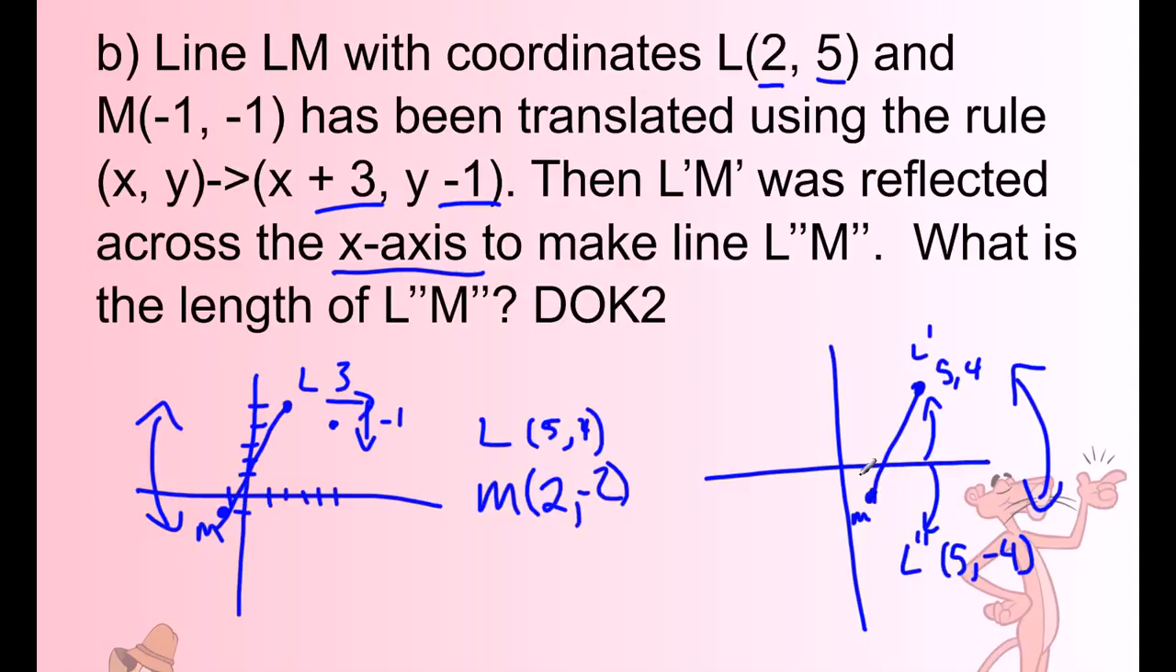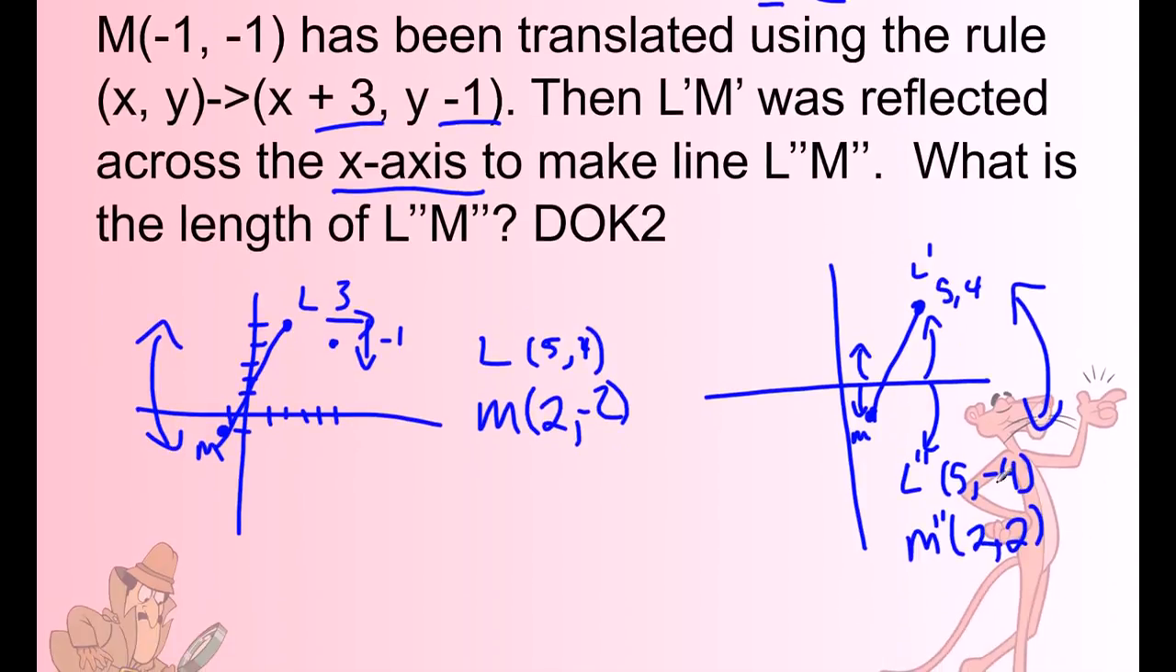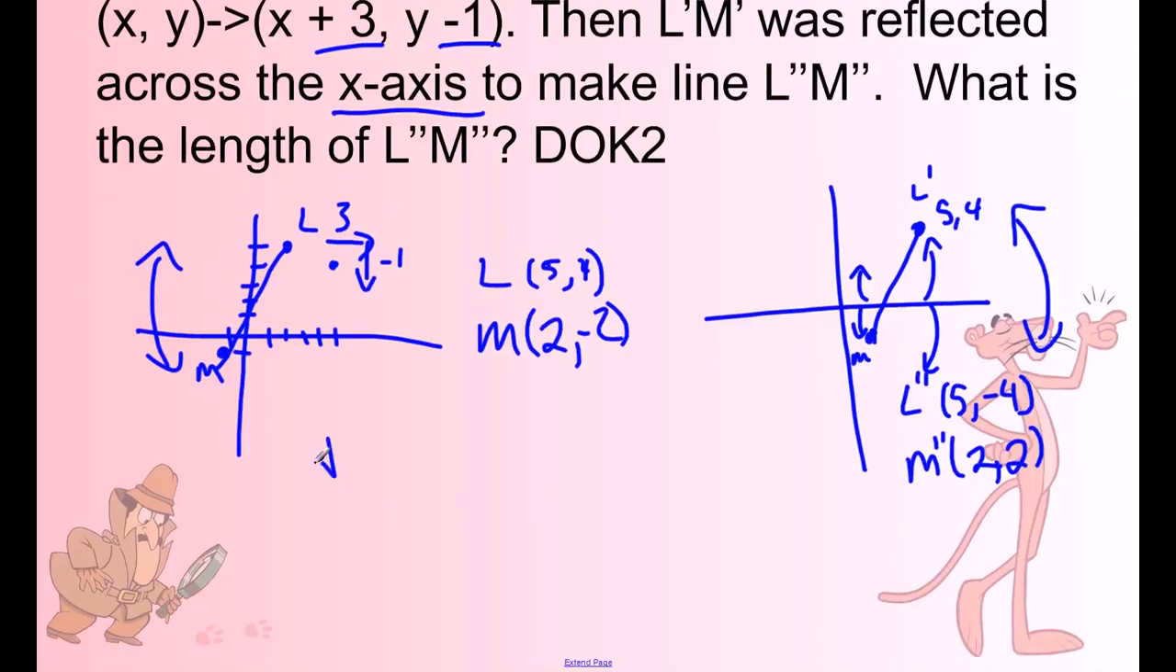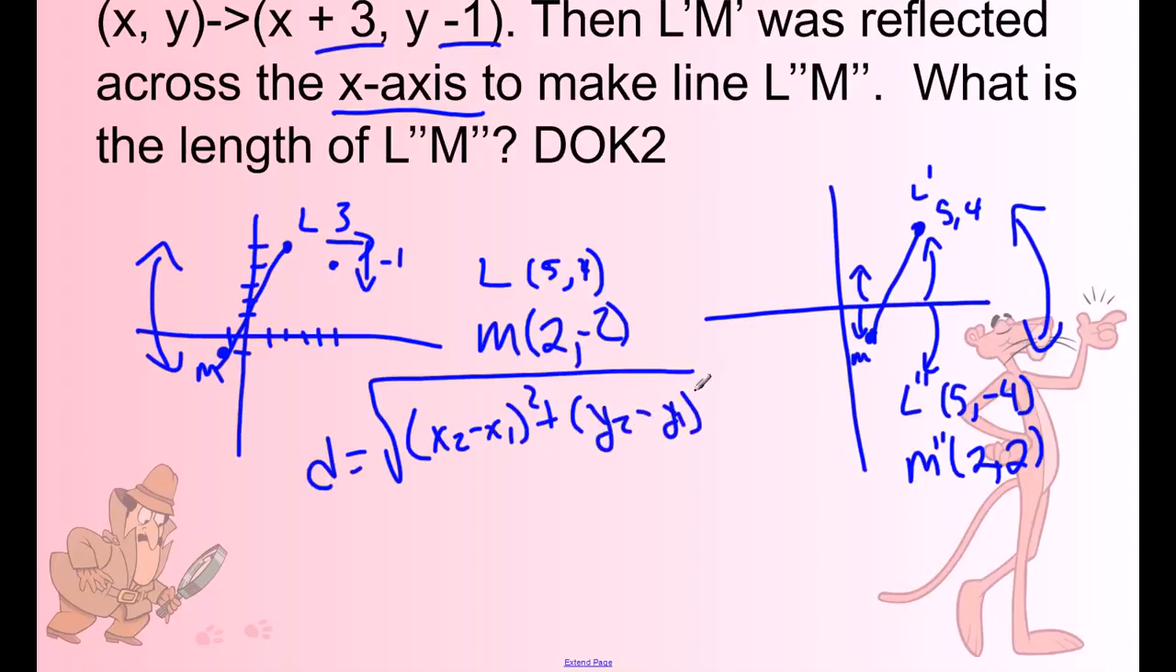The M is 2 units below the x-axis. It's reflected 2 units above the x-axis. So this is the location of my L double prime M double prime. Now, it asks what is the length? Well, we can use the distance formula, and distance equals the square root of x2 minus x1 squared plus y2 minus y1 squared.